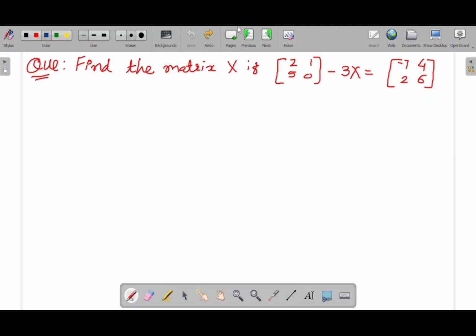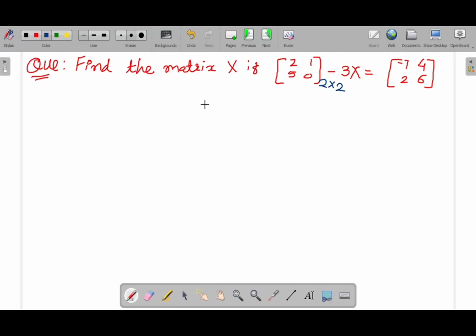For that, you have to first decide what will be the order of matrix X. Here you can see the order of the matrix which is given is 2 by 2. If you have not seen my video on order of matrices, please go and refer to that video first and then come to this so you can get better clarity.